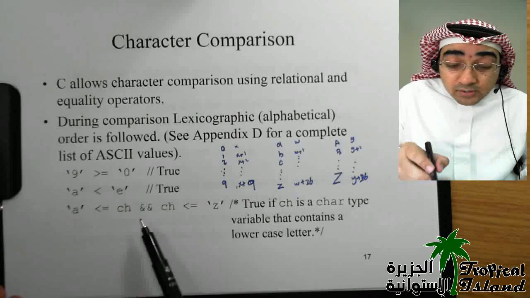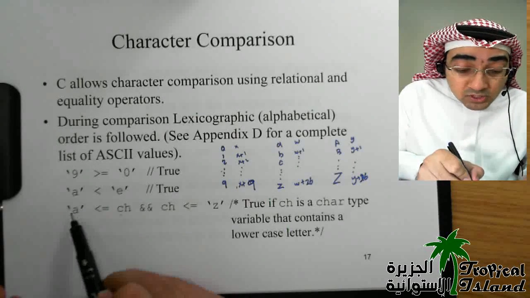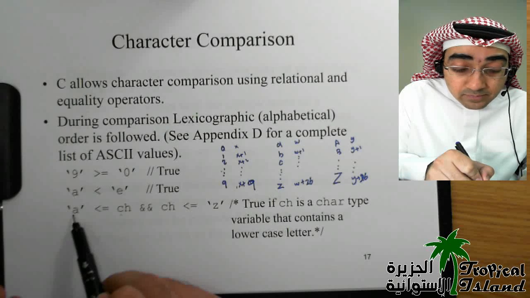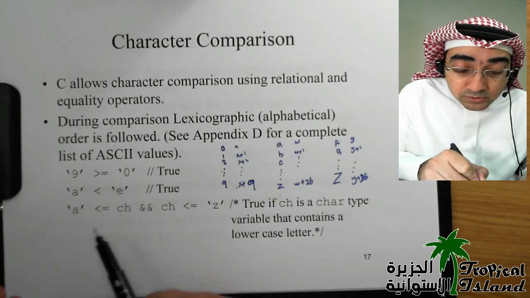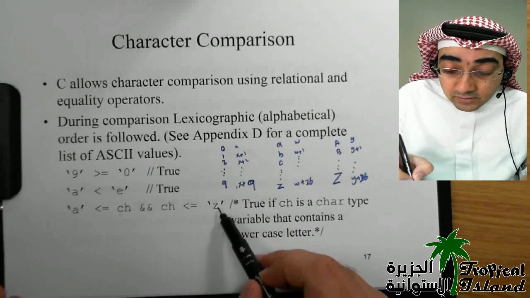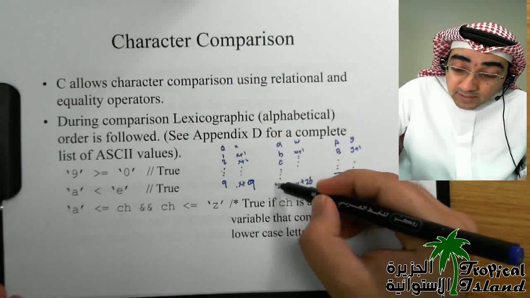You can also put an AND condition. You can check a character. If you have a character, you can check if it's greater or less than, so is the character greater or equal to A, and the character is less than or equal to Z. So you're basically checking if it's greater or equal to A and less than or equal to Z.